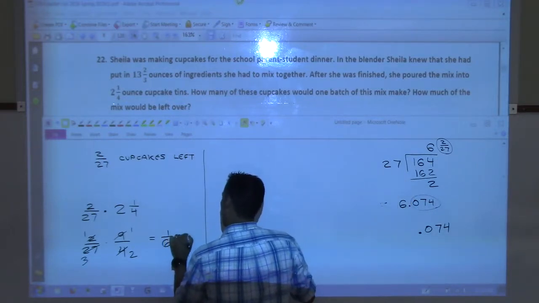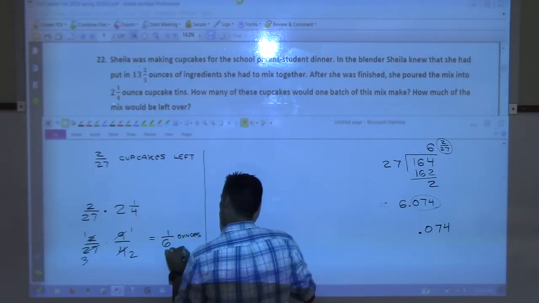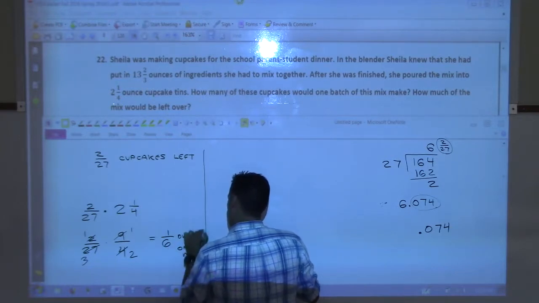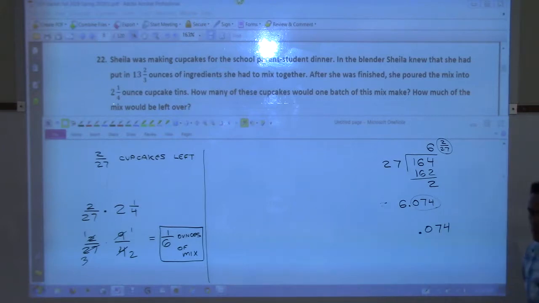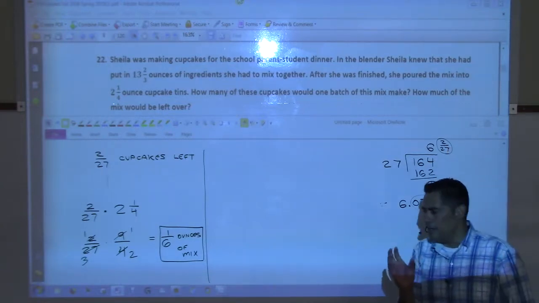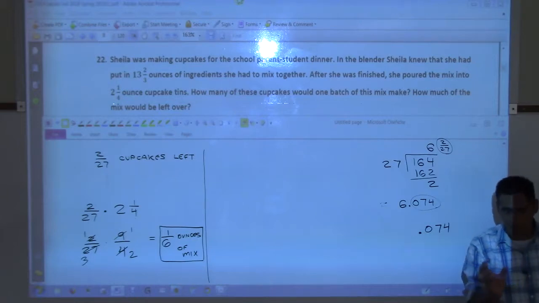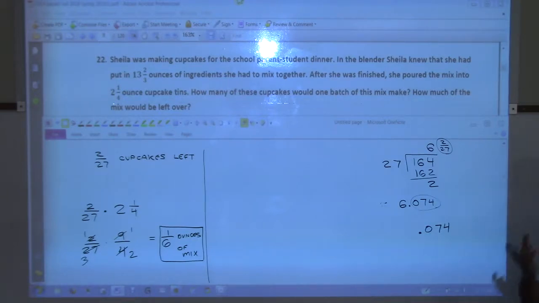So that last part is tricky. I think you would agree, yes? Because this thing that's left over is, again, how much of a cupcake you have left over. You have to then convert that back into ounces. Okay, let me show you the second way.